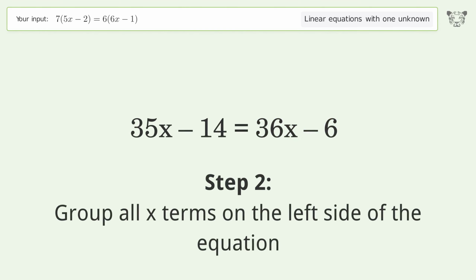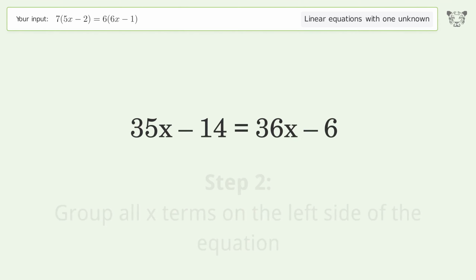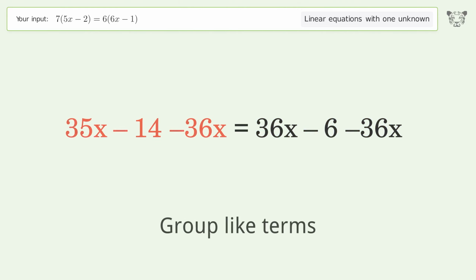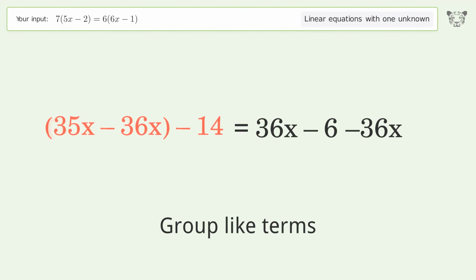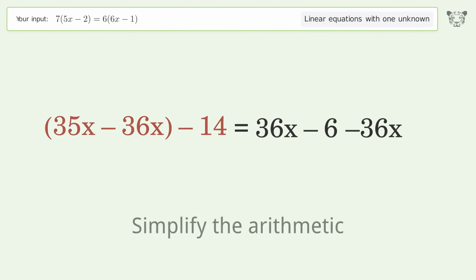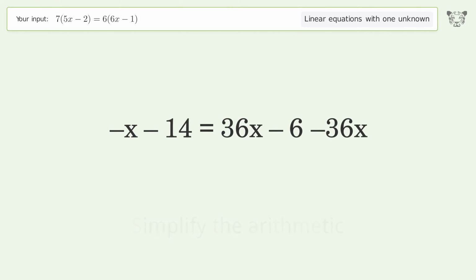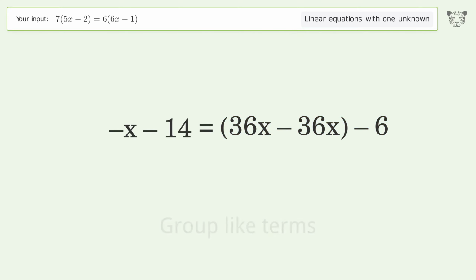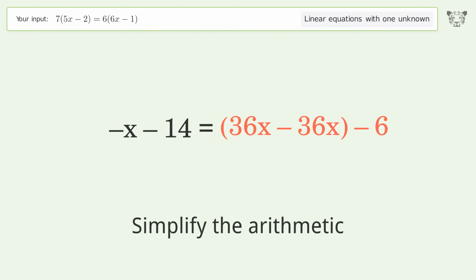Group all x terms on the left side of the equation. Subtract 36x from both sides. Group like terms. Simplify the arithmetic. Group like terms. Simplify the arithmetic.